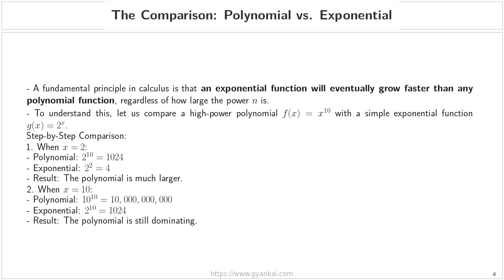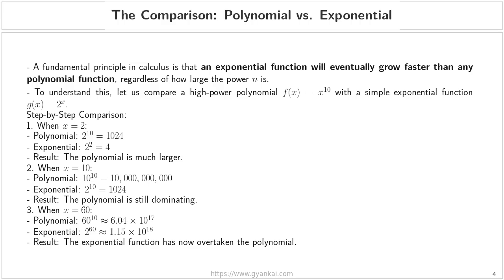Next, let us increase x to 10. The polynomial becomes 10 to the power of 10, which is 10 billion. The exponential becomes 2 to the power of 10, which is 1024. As you can see, the polynomial is still dominating the growth. However, let us see what happens when we increase x further to 60. The polynomial, 60 to the power of 10, is approximately 6.04 times 10 to the power of 17. But the exponential, 2 to the power of 60, is approximately 1.15 times 10 to the power of 18. At this point, the exponential function has finally overtaken the polynomial.